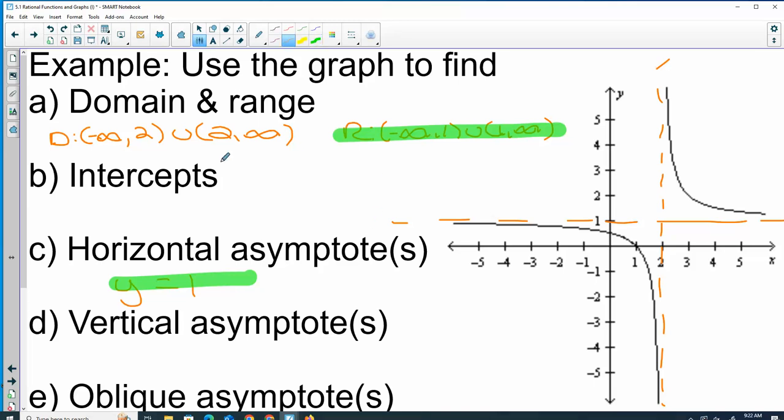What's my vertical asymptote? X equals 2. Notice the vertical asymptote is the value that doesn't exist in the domain.